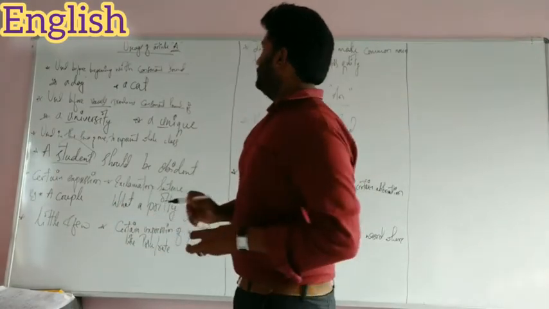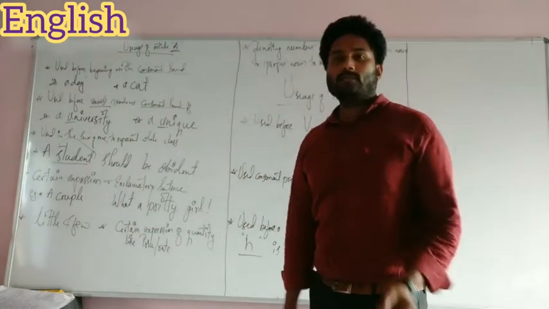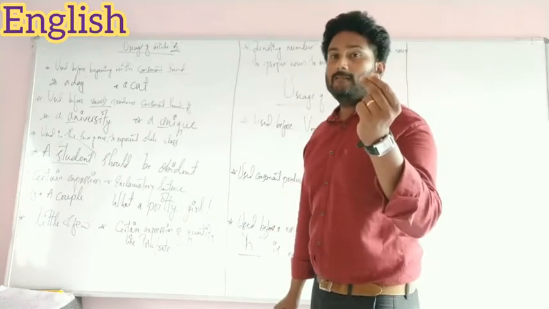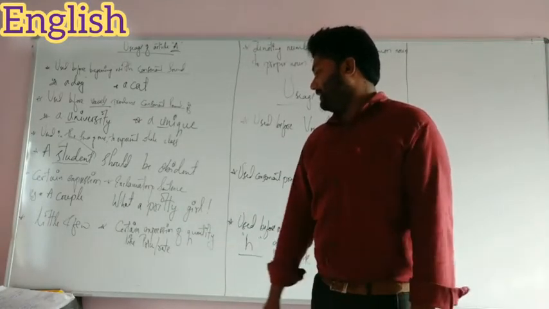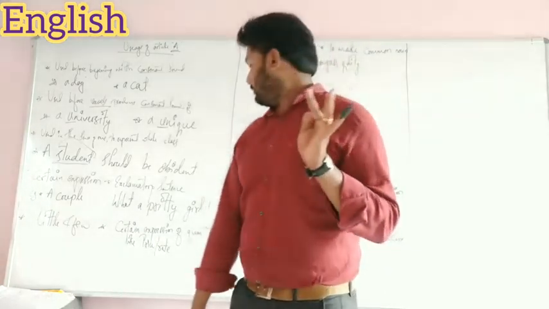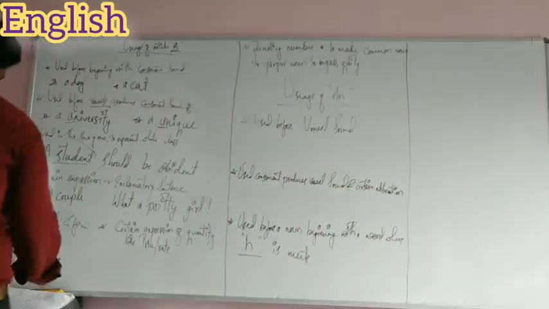And next, the article A is used with the words little or few, and also in certain expressions of a quantity like a price or a rate. See the example.